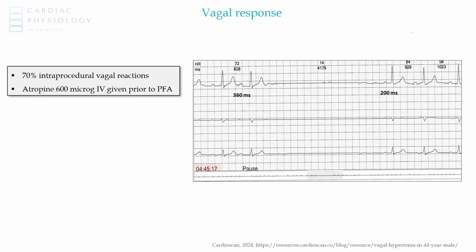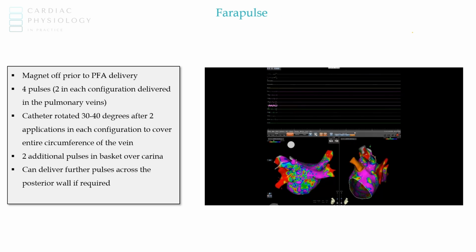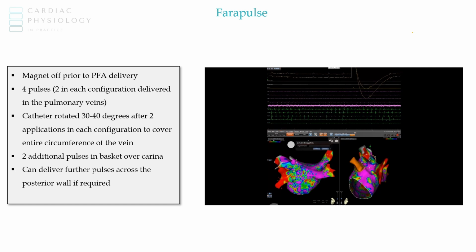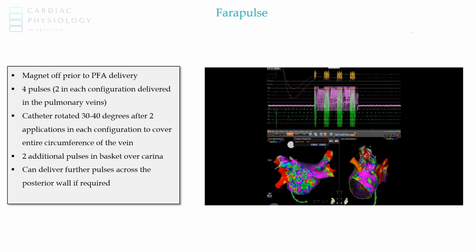A profound vagal response is quite common with pulse field ablation, and we usually give atropine 600 micrograms IV prior to any pulse field ablation to prevent any slowing of the sinus rate and AV block and significant bradycardia. Once the catheter is positioned appropriately, the magnet must be switched off with the Carto system to prevent any damage during PFA delivery. As you can see from the EGMs, after each ablation, there is quite a significant amount of washout and artifacts on the recording software.